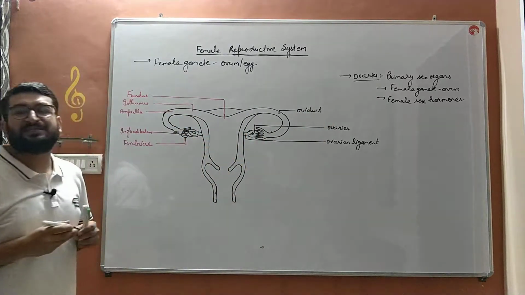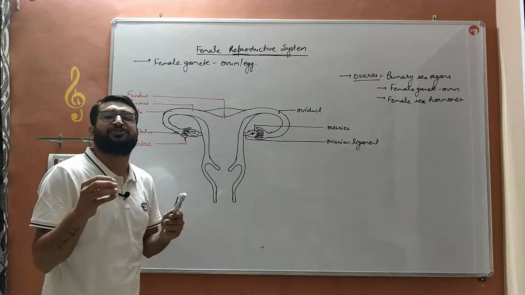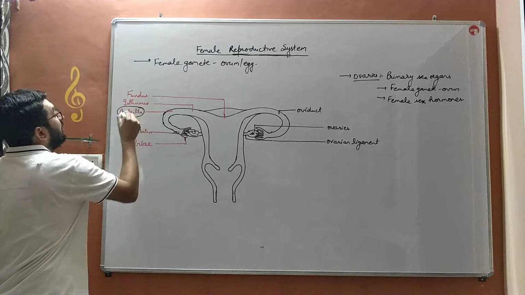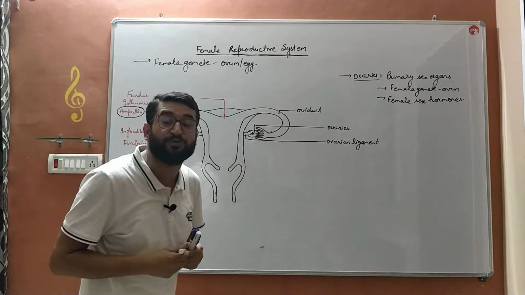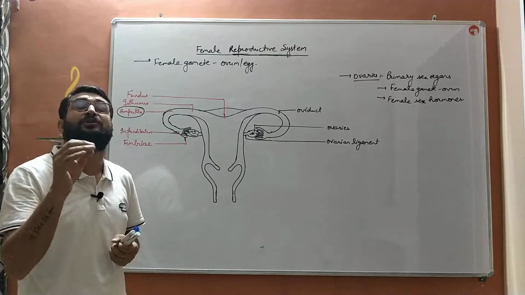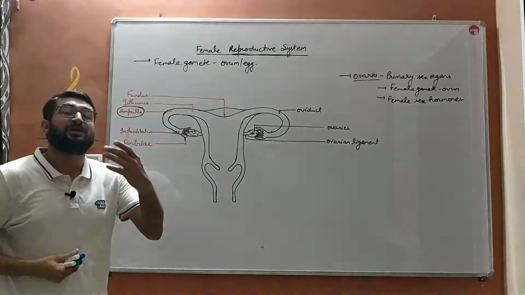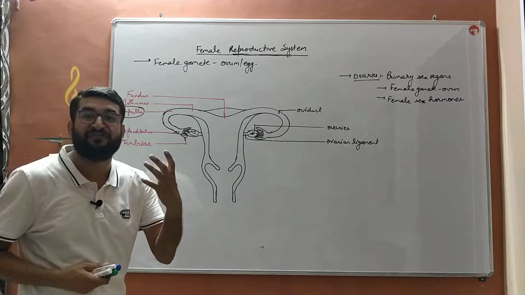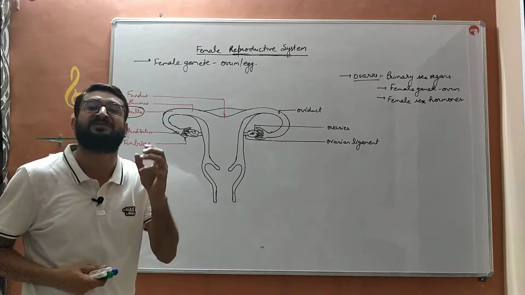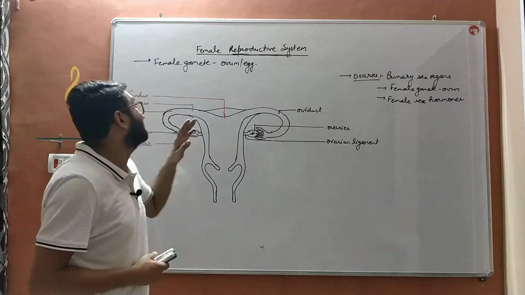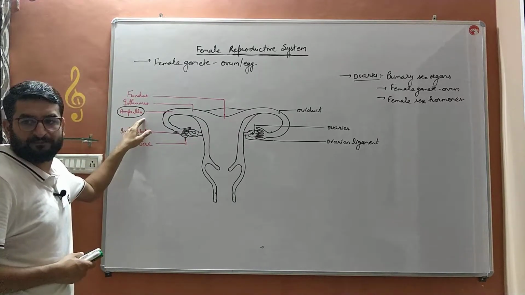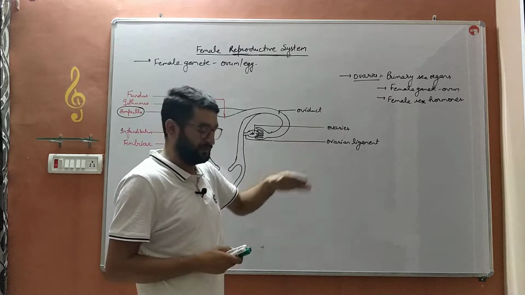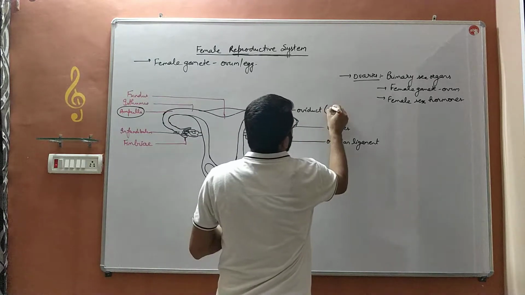This ampulla is the site of fertilization. This is the site where fertilization of sperm and ovum takes place to produce zygote. It's a very, very important question for your board exam, what is the site of fertilization, where the fusion of male and female gamete, that is sperm and ovum, takes place to produce zygote. That site is named as ampulla. Or you can write in class 10th oviduct only, or fallopian tube. This oviduct is also known as fallopian tube.